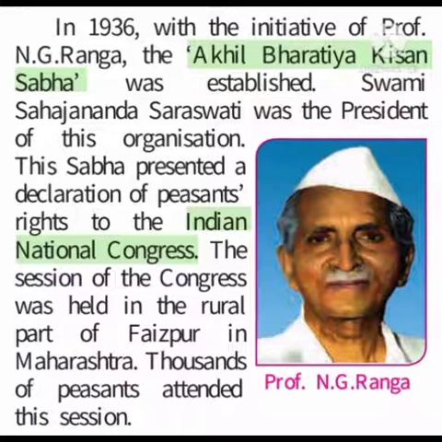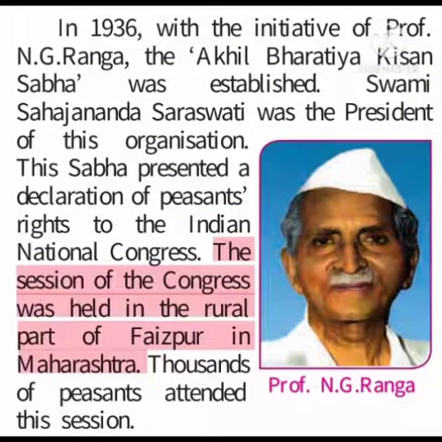Students, why did Akhil Bharatiya Kisan Sabha present the declaration of peasants' rights to Indian National Congress? Because Indian National Congress was the only body which could help the people to fight for their rights and solve their problems. And where was this session held? The session of Congress was held in the rural part of Faizpur in Maharashtra, where thousands of peasants attended this session.